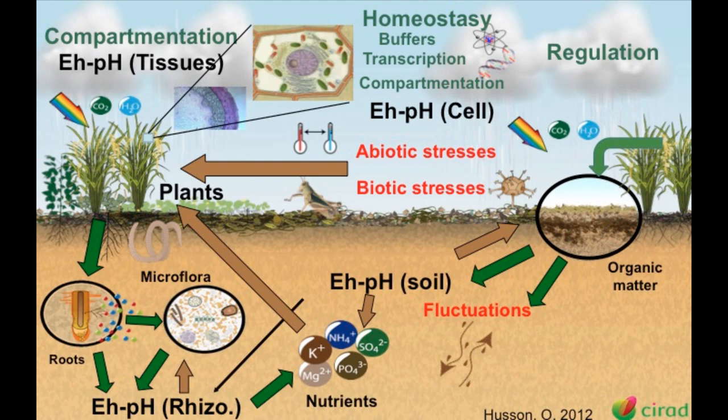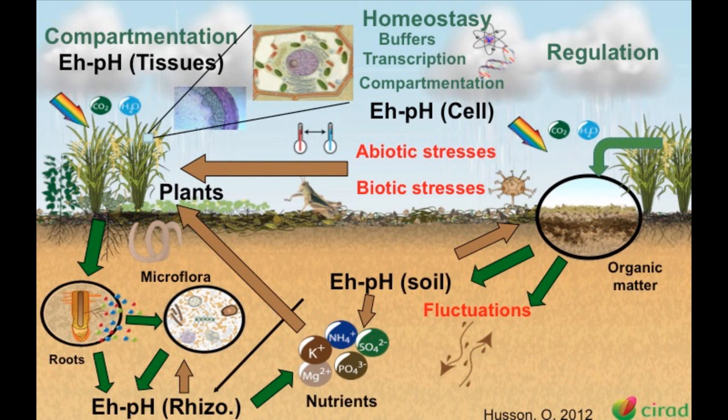The problem for plants is that Eh, pH in the soil are fluctuating a lot. We will see how much. In addition, all the biotic stresses and abiotic stresses are translated in the plant as oxidative stress. So they will impact the plant's health.